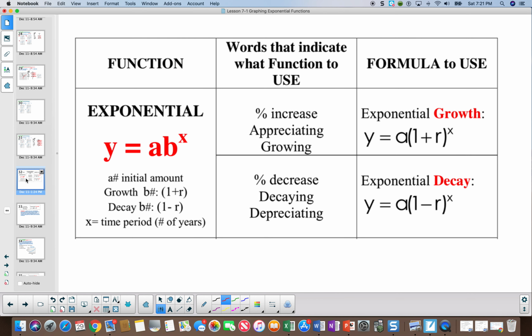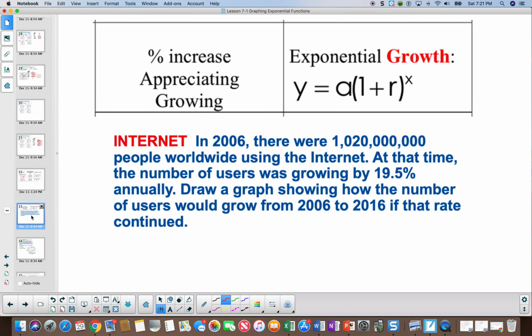Okay, here is another exponential application. It's percent increase or percent decrease. It looks something like this, where if we add something to 1, it's going to be a growth. If we subtract from 1, it's going to be a decay. So let's take a look at a problem like this.